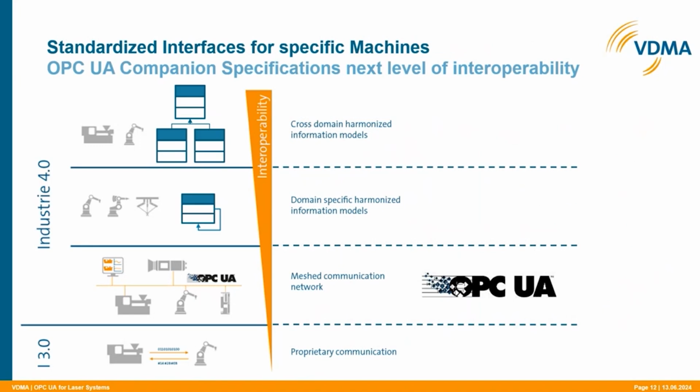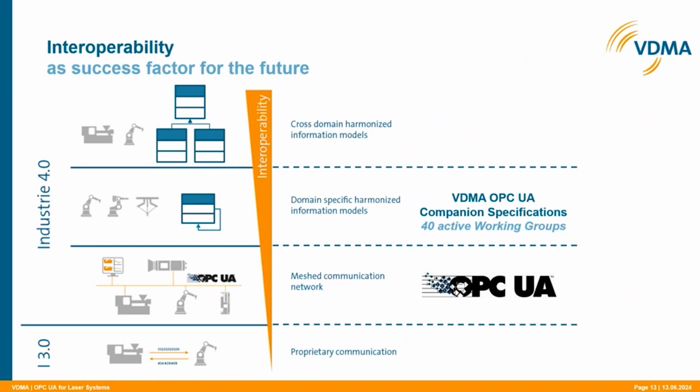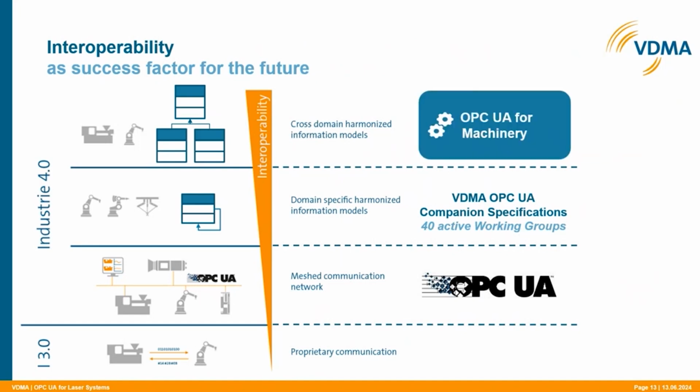The VDMA is working on the domain-specific harmonized information models with the development of OPC UA companion specifications. So in total, 40 active working groups are developing and involved in those companion specifications, like we did for laser systems. The VDMA is also working on the cross-domain harmonized information models with OPC UA for machinery.